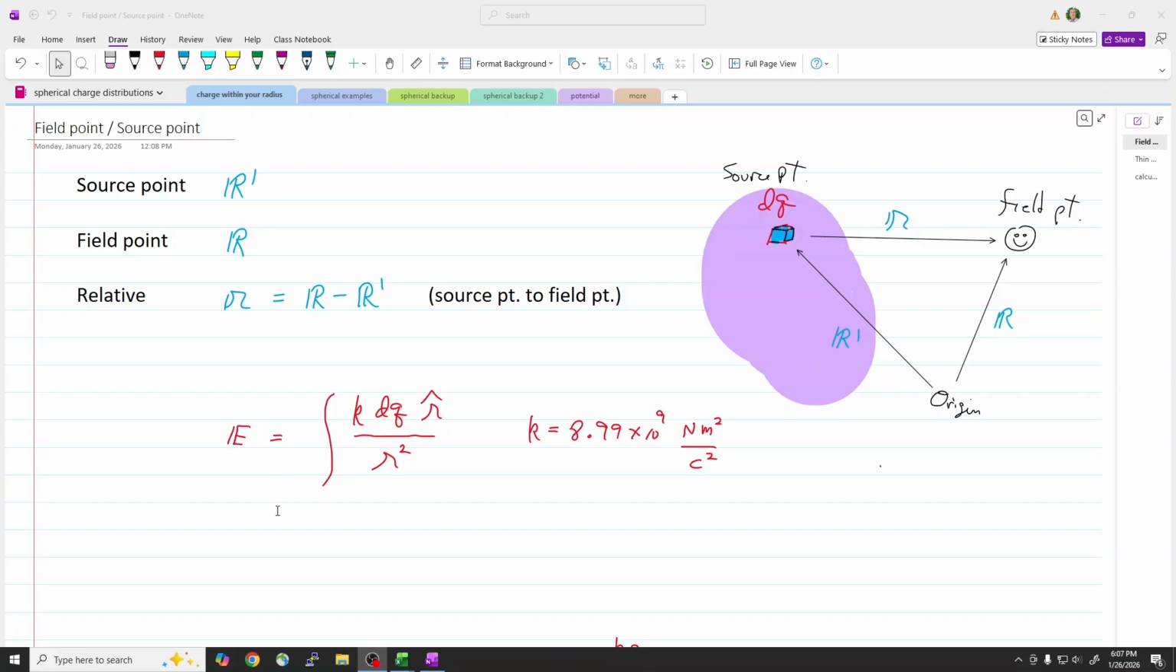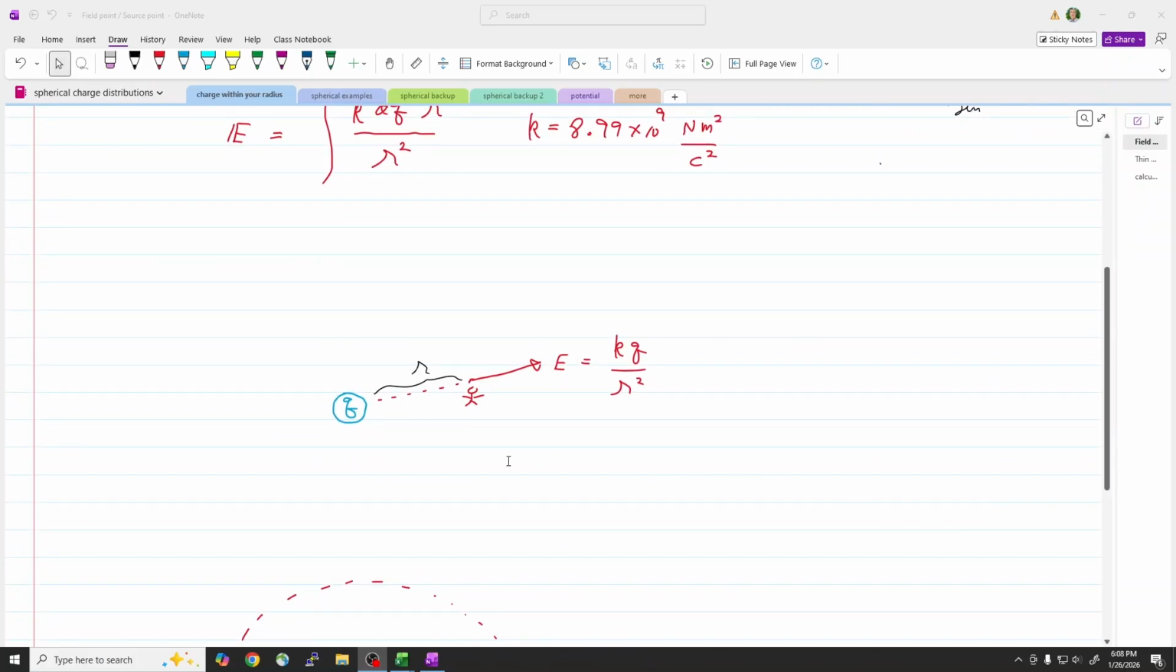Often we'll do some calculations after learning Coulomb's law. We'll use a Coulomb type field, k dq over r squared, and integrate over a distribution, where k is the Coulomb constant, 8.99 times 10 to the 9. Of course, if we have a point charge q, then we simply get Coulomb's formula, kq over r squared.